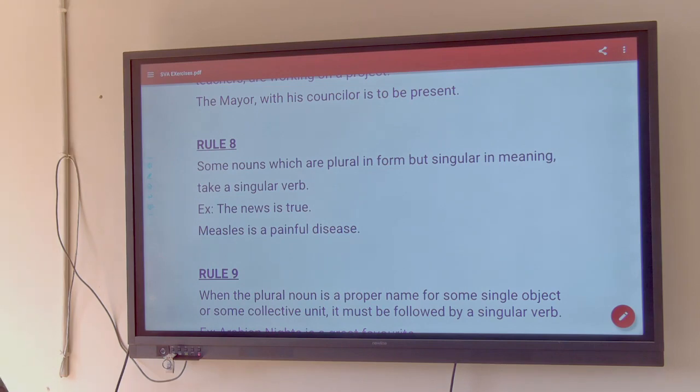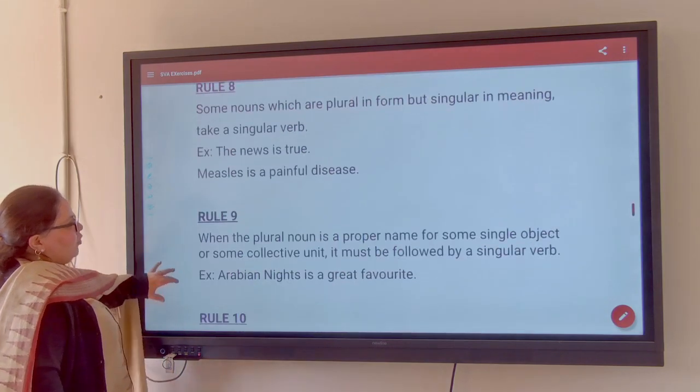Example, physics, chemistry. Physics comes with an S. So we also say physics is a difficult subject. We use it with a singular verb again. Okay. Now moving on to rule number 9.